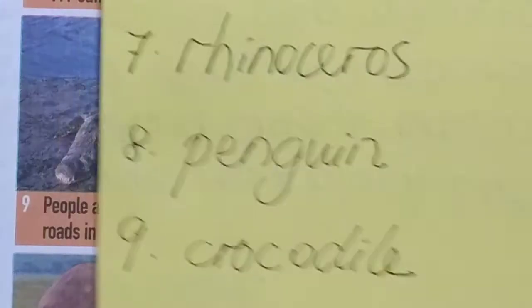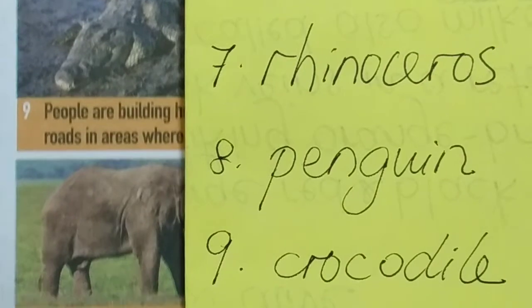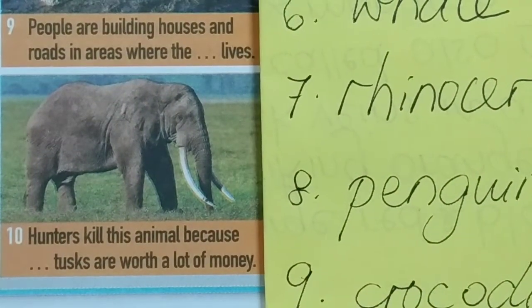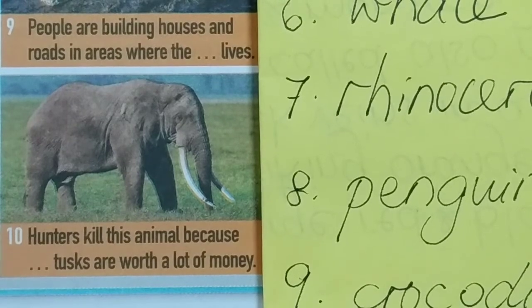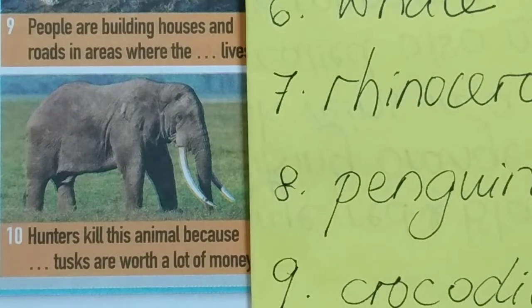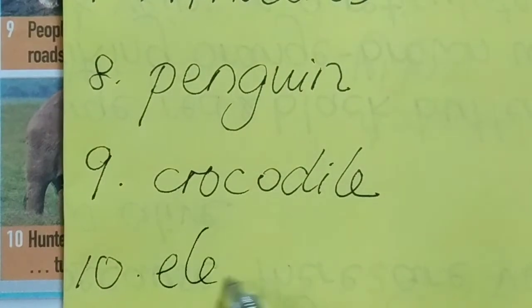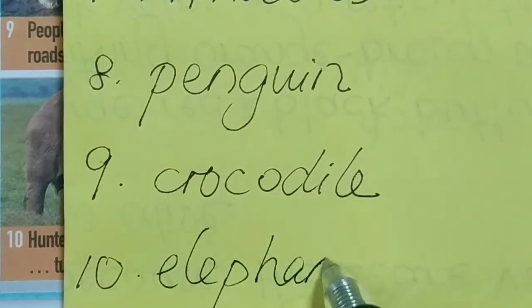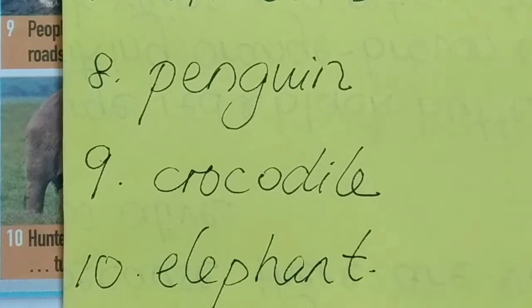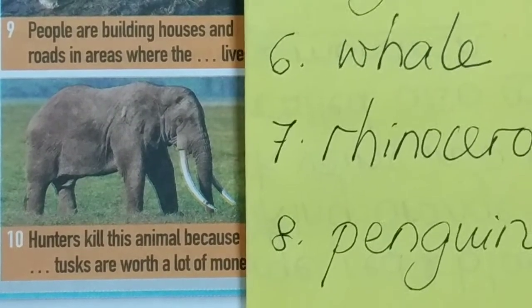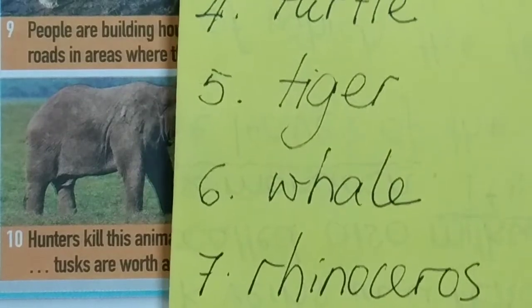Next, the last question for exercise 2. Hunters kill this animal because tusks are worth a lot of money. Now, here everybody knows this is an elephant. So you write down elephant. Okay? So this is it for exercise 2.